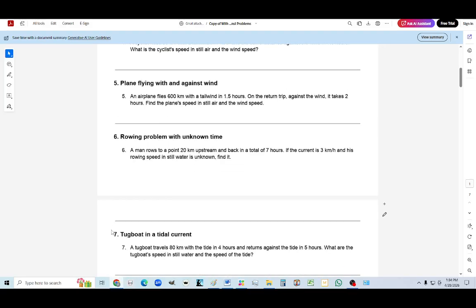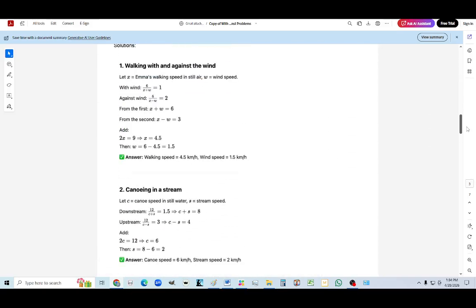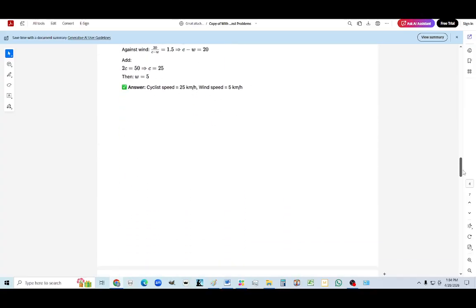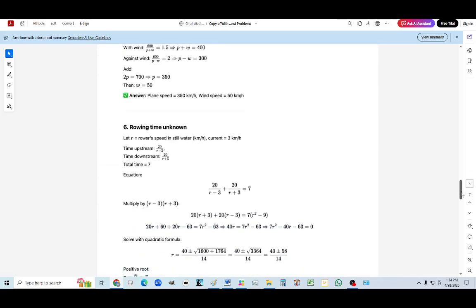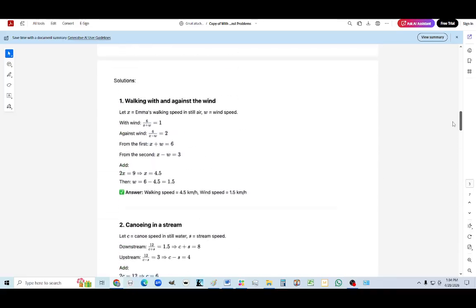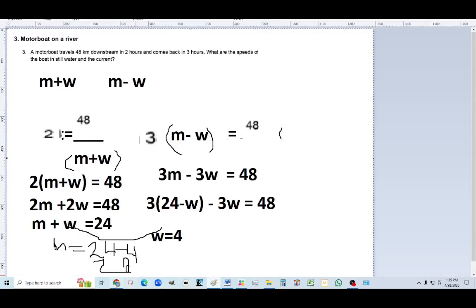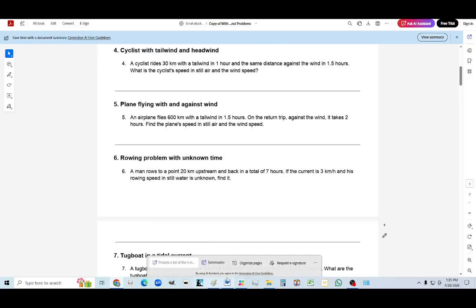Okay. Cyclist has 2 different times, so it's the same method. Let's just make sure he's using the same method over and over again. Yes, he's using elimination each time. Yes, it's the same thing right until we come to 6. So for the cyclist, oh, that's the answer key.